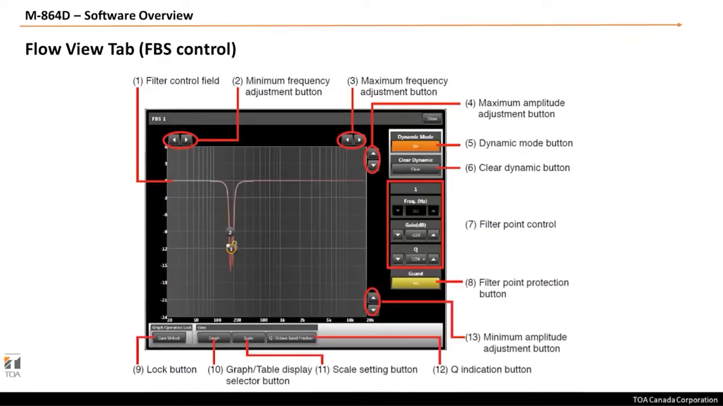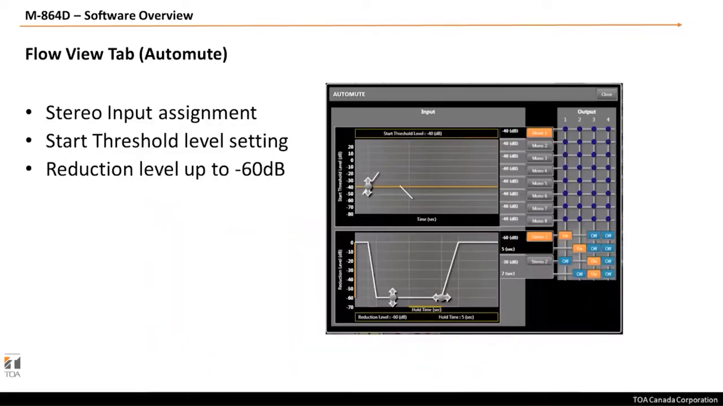Here is the control window for the feedback suppression. So obviously it's dynamic and it's going to set up automatically, but you can also give parameters to the FBS in order to limit some of this feedback suppression effect. There is stereo input assignment available to us. Obviously, threshold level setting also is there, and you can have up to 60 dB reduction from the threshold.